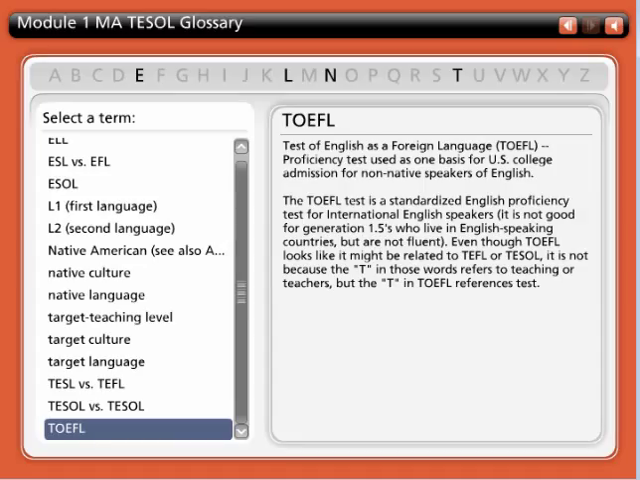Even though TOEFL looks like it might be related to TEFL or TESOL, it's not, because the T in those words refers to teaching or teachers, but the T in TOEFL references test.